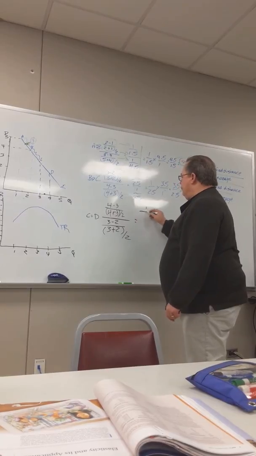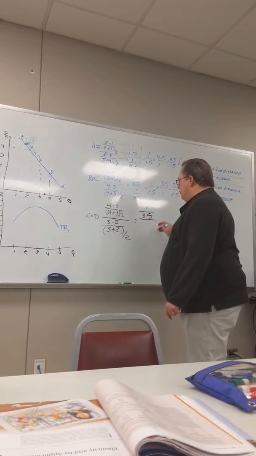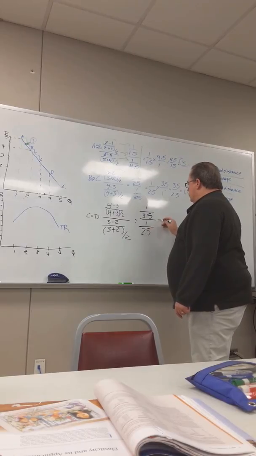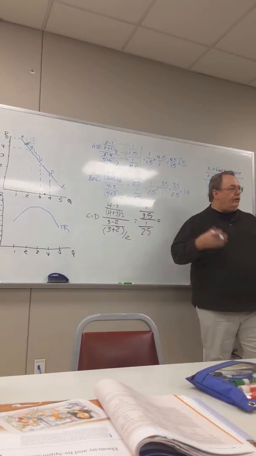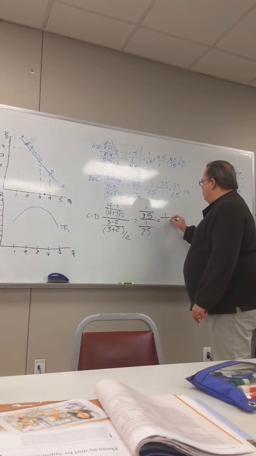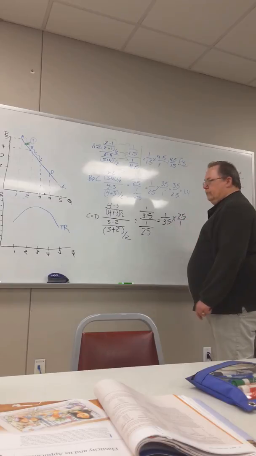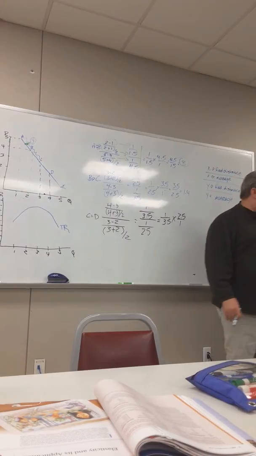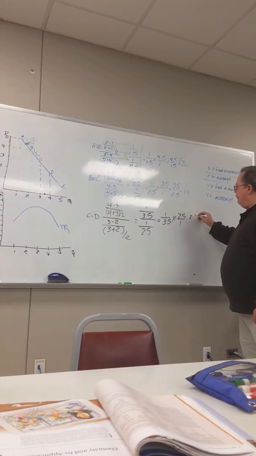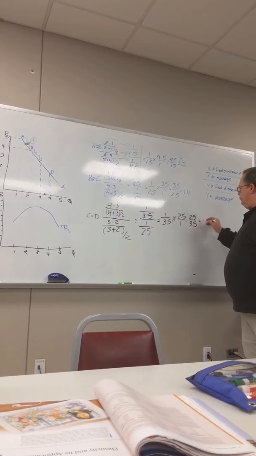4 minus 3 is 1, 4 plus 3 is what? 7. Divided by 2 is 3.5, over 1 over 2.5. So when you're dividing fractions, you can also multiply by the reciprocal. So I'm going to bring down 1 over 3.5 times 2.5 over 1. That is multiplying by the reciprocal. That's going to be 2.5 over 3.5, and that will equal 0.714.